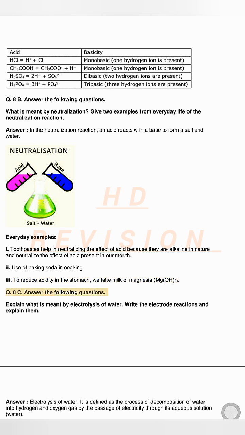Q8C. Answer the following questions. Explain what is meant by electrolysis of water. Write the electrode reactions and explain them. Answer. Electrolysis of water. It is defined as the process of decomposition of water into hydrogen and oxygen gas by the passage of electricity through its aqueous solution.